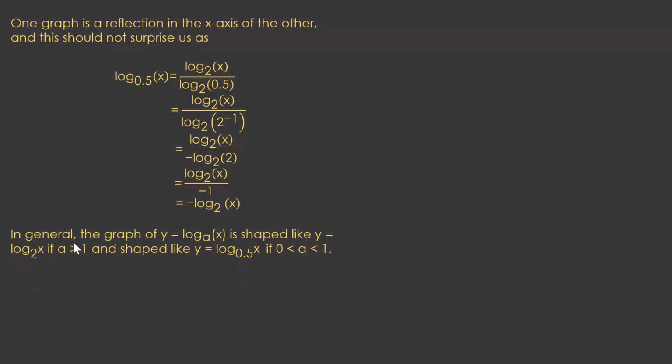In general, the graph of y equals log to the base a of x is shaped like y equals log to the base 2 of x if a is greater than 1, and shaped like y equals log to the base 0.5 of x if a is between 0 and 1. And as we've mentioned before, logs do not have negative bases.